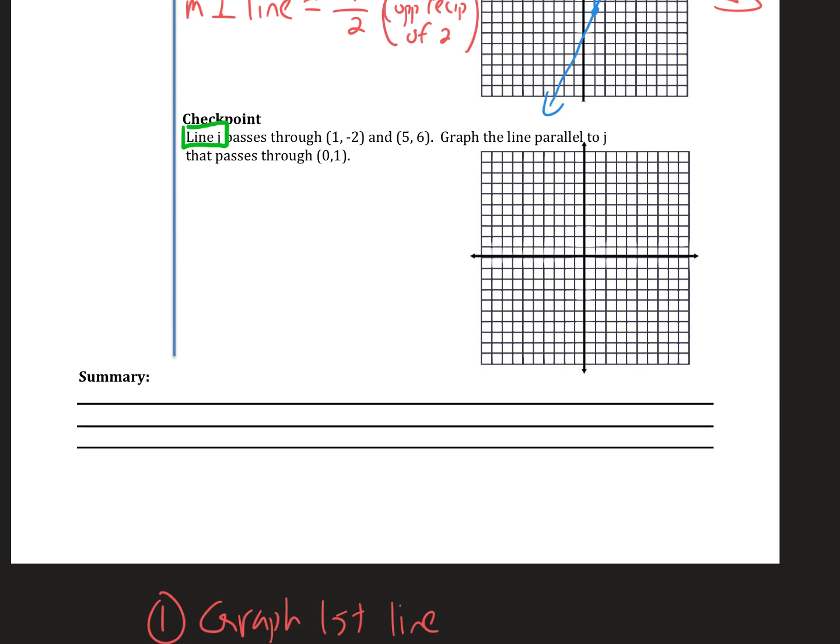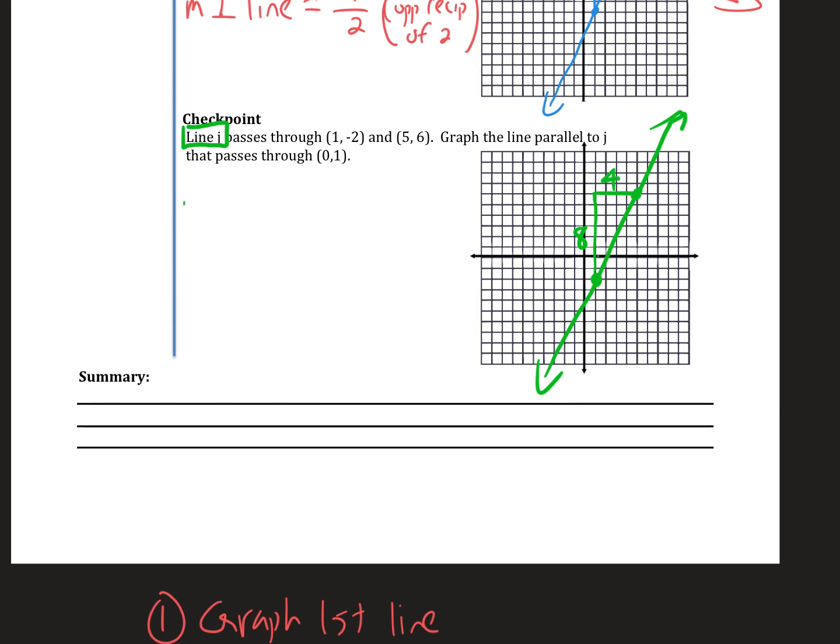So first thing we do is plot the points. We go right 1, down 2. Then we have 5, 6. We go right 1, 2, 3, 4, 5, and up 1, 2, 3, 4, 5, 6. Okay, we graph the line. Next thing we need to do is calculate the rise over run. So here are our 2 points. We're going to go up to get level with this one here, so that's up 1, 2, 3, 4, 5, 6, 7, up 8 and over 4.